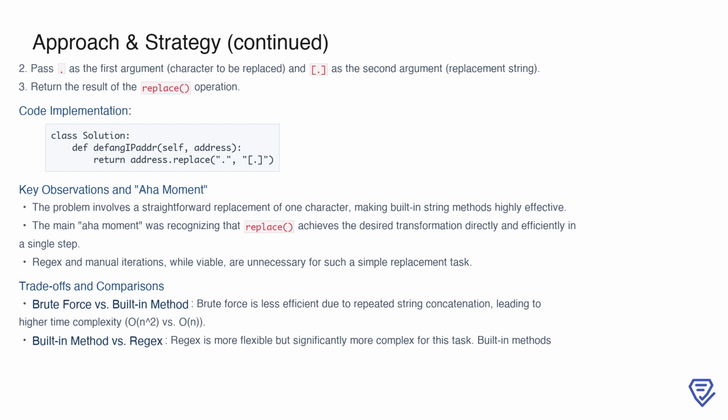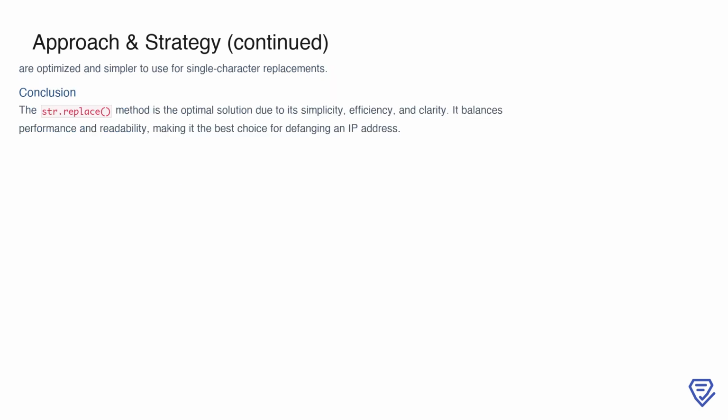Let's look at the Python code implementation. It's concise and to the point. We define a class Solution and a method defangIPaddr that takes the input string address. Within the method, we simply return the result of address.replace. This implementation highlights how the replace method simplifies the task, achieving the desired transformation in just a single line of code. This problem provides a great example of how built-in methods can simplify and optimize solutions.